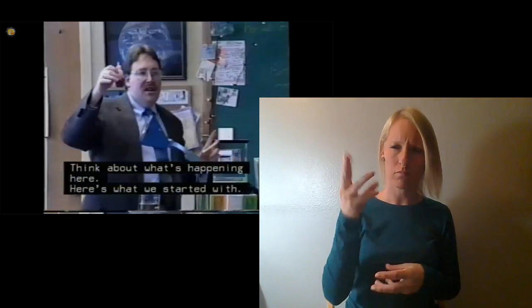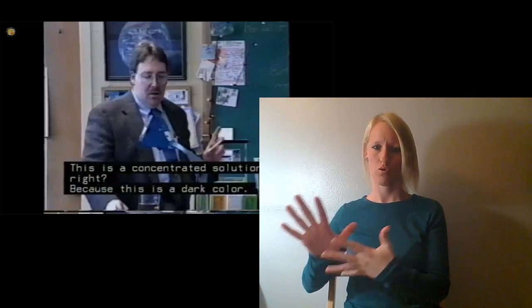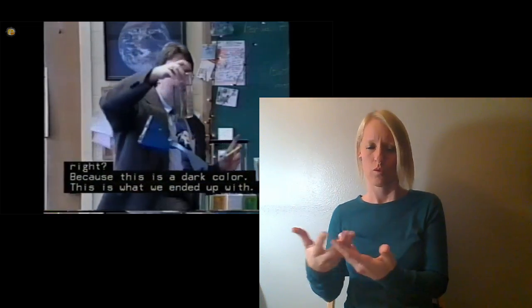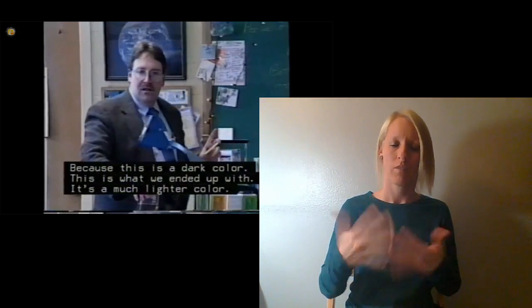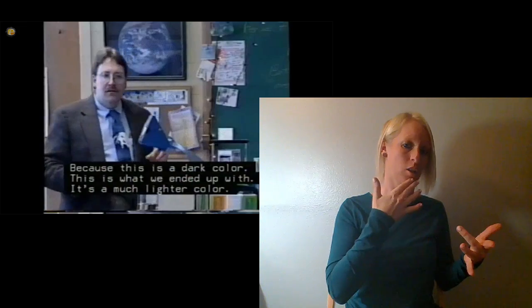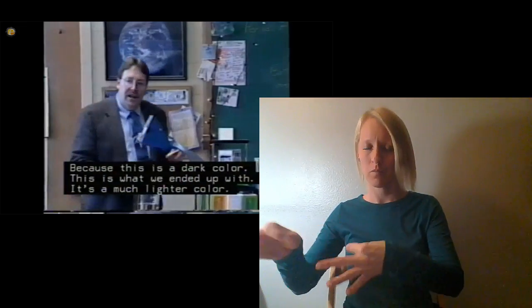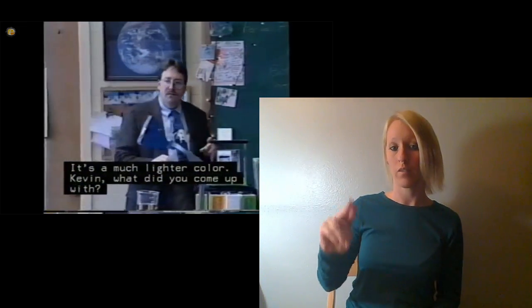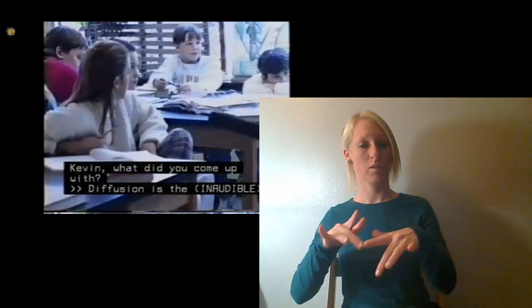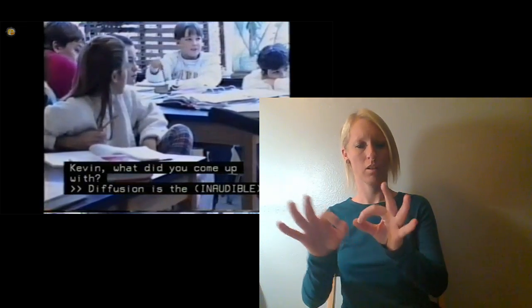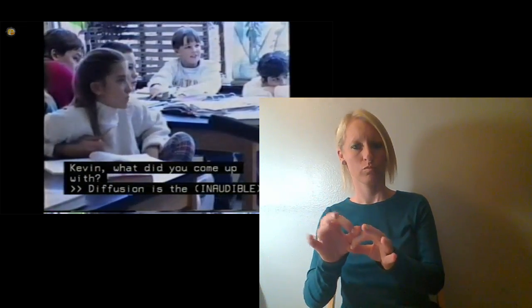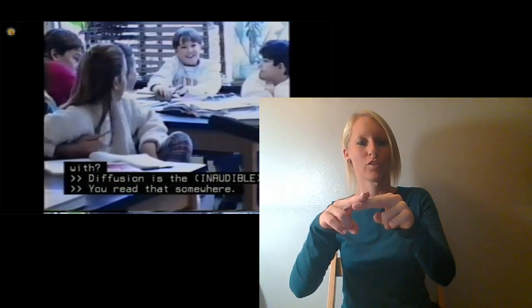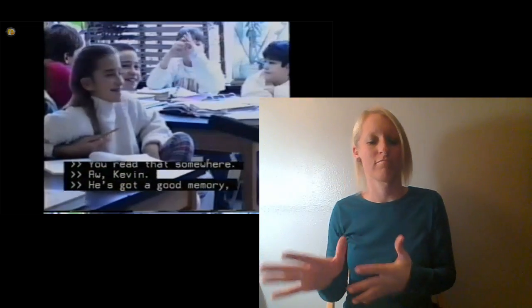Think about what's happening here. Here's what we started with. This is a concentrated solution, right? Because this is a dark color. This is what we ended up with. It's a much lighter color. Kevin, what'd you come up with? Diffusion, the molecules move from a place of greater concentration to lesser concentration. You read that somewhere. He's got a real good memory.